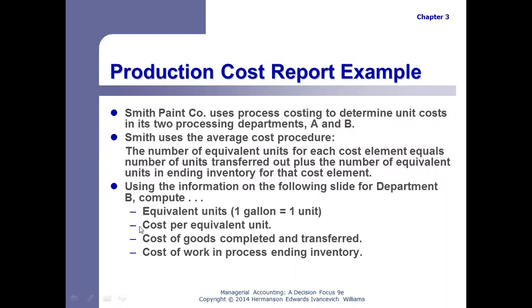So here's what they want us to do. In this example, they want us to figure out the number of equivalent units, the cost per equivalent unit, and the cost of the goods that were finished and transferred out. If they're done, that means they're going to move them out, right? Then the cost of the work in process ending inventory.